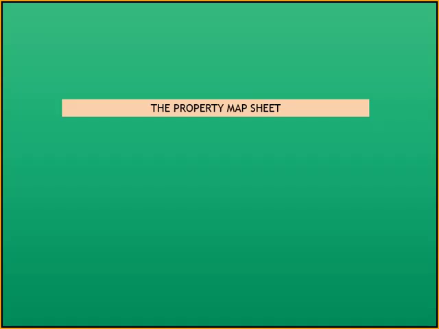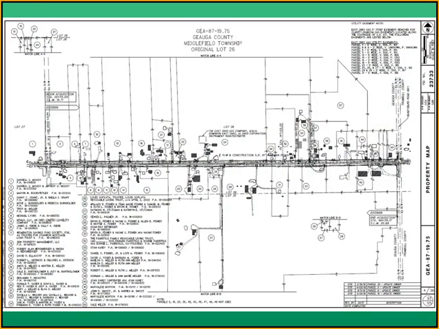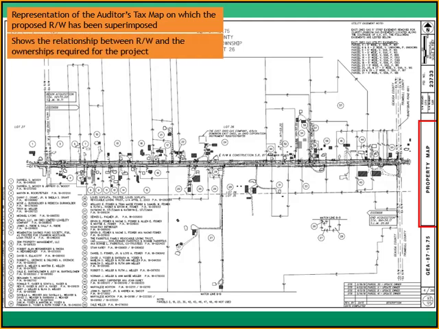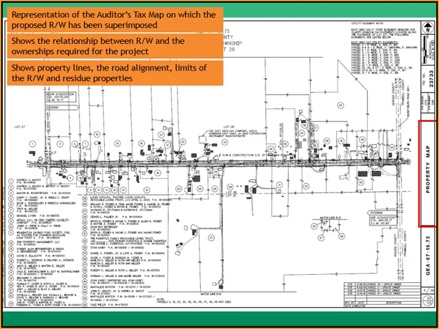All right, so now let's move to the property map sheet. And here's the property map sheet from page 4 of the right-of-way plan component. These sheets are representations of the auditor's tax map on which the proposed right-of-way has been superimposed. It shows the relationship between right-of-way and the ownerships required for the project. It shows property lines, road alignment, limits of right-of-way, and residue properties. So let's take a more detailed look on the next slide.